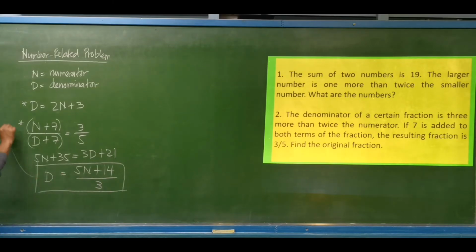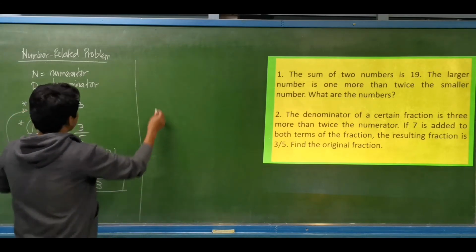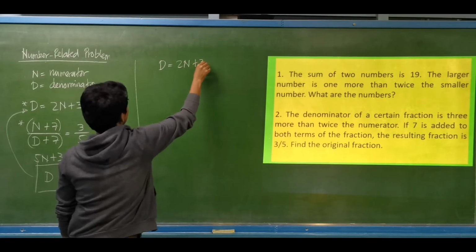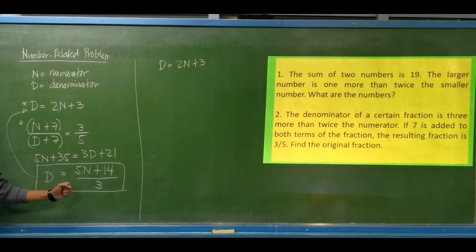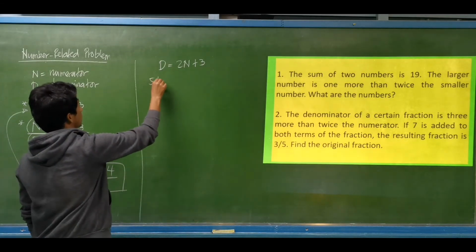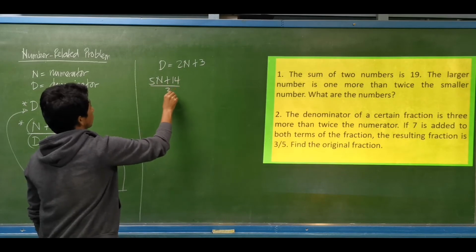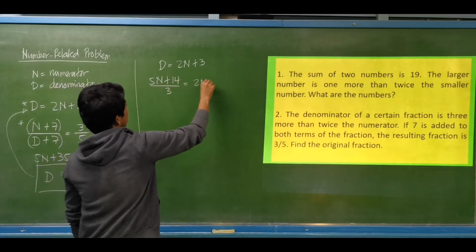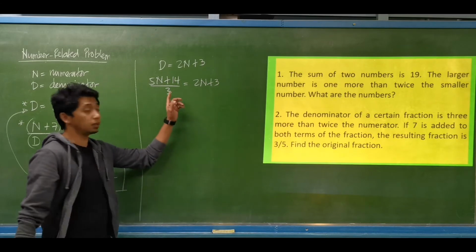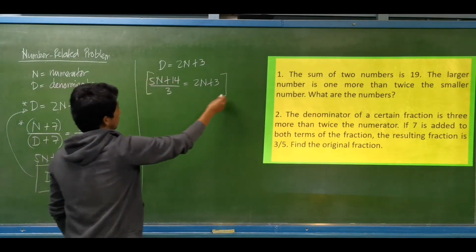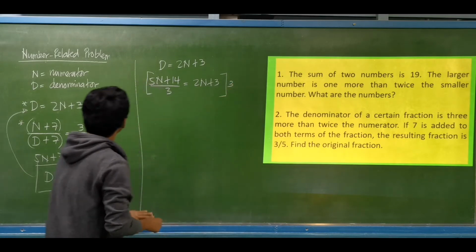Then we substitute this into the first equation. From the first equation, the denominator is equal to twice the numerator plus 3. Let us substitute the equivalent of the denominator from the second equation. That is 5 times the numerator plus 14, divided by 3, equal to twice the numerator plus 3. To eliminate the denominator, we multiply both sides of the equation by 3.